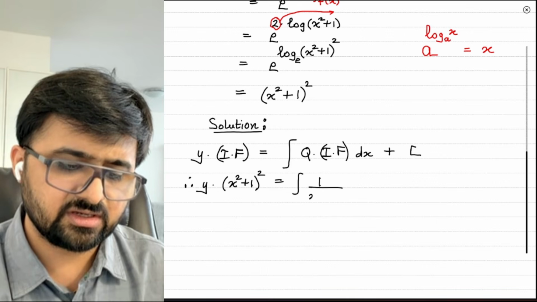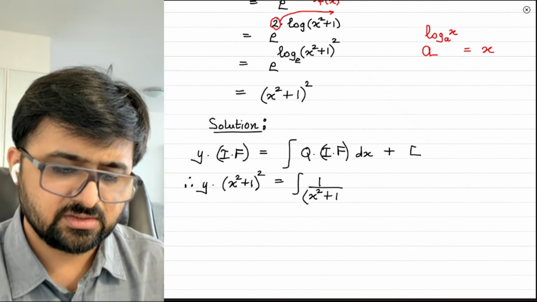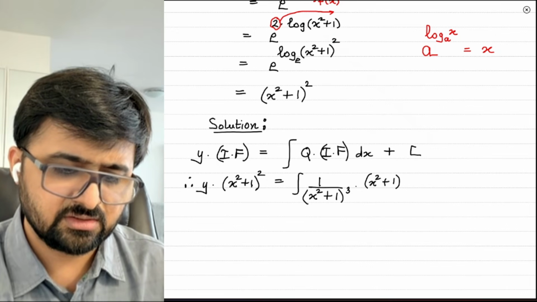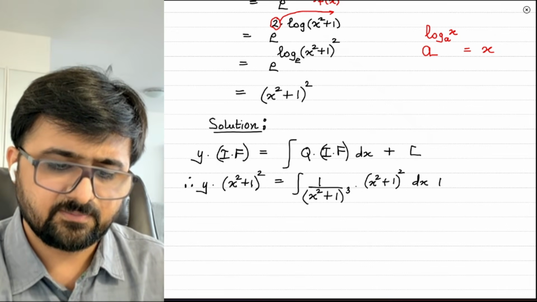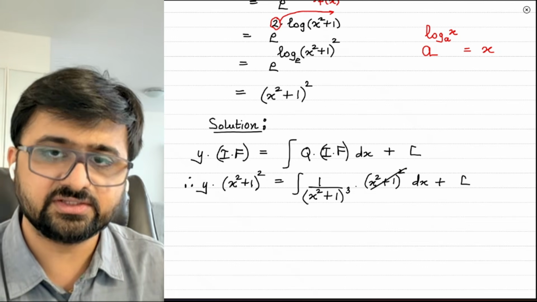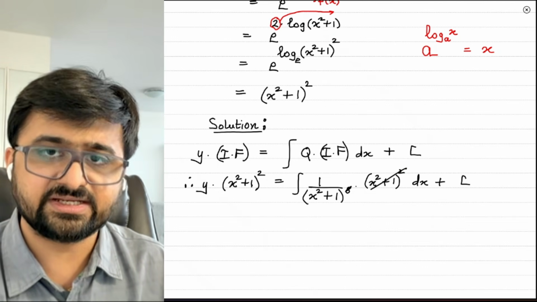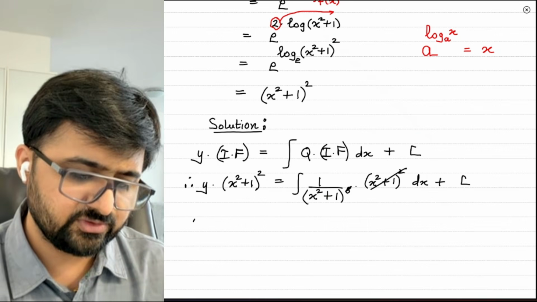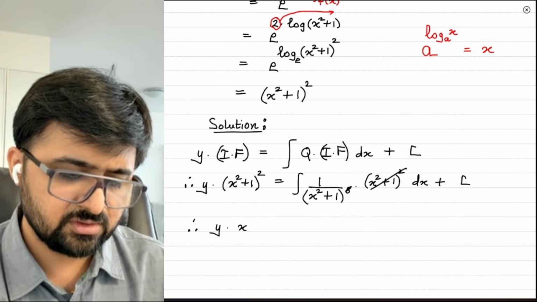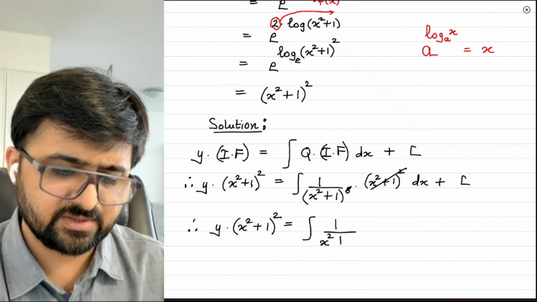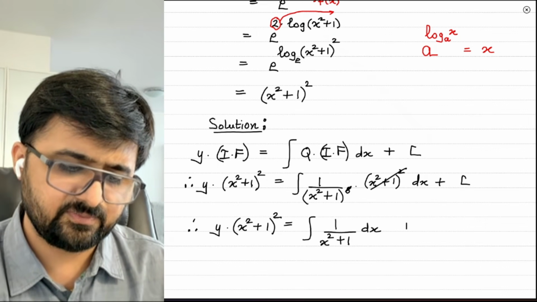So 1 over (x square plus 1) the whole cube into (x square plus 1) the whole square dx plus constant of integration c. Now this (x square plus 1) the whole square and this cube will get cancelled. So you'll be left with power 1 in the denominator. Okay, so therefore you get y into (x square plus 1) the whole square is equal to integration of 1 over (x square plus 1) dx plus c.